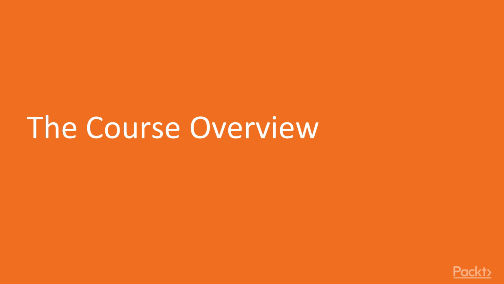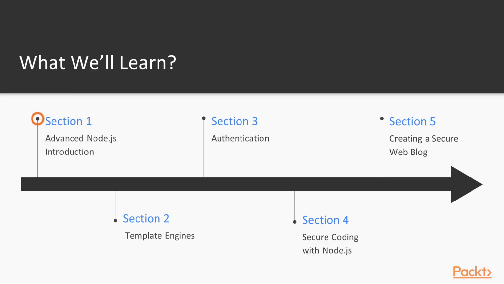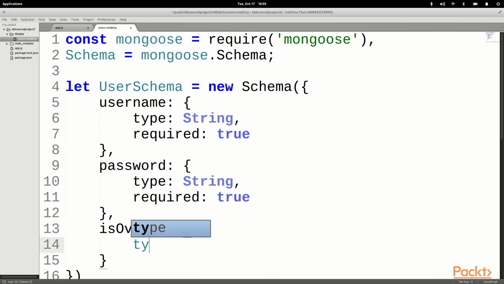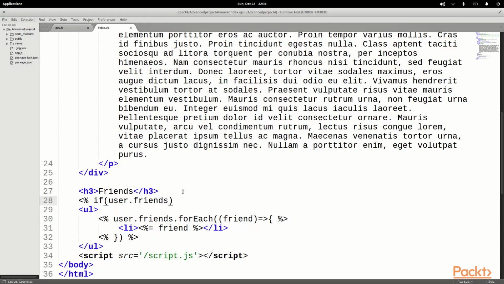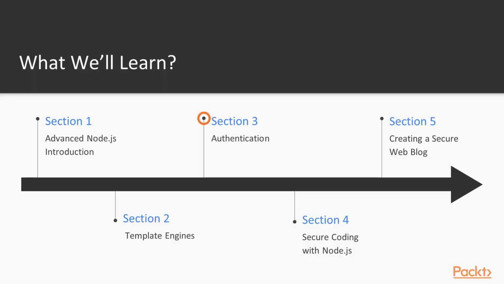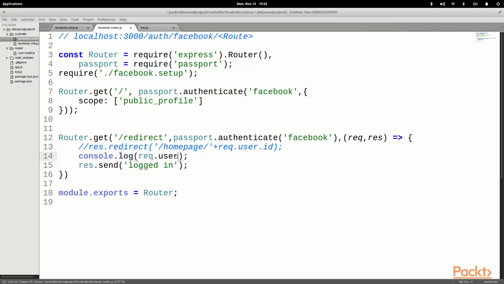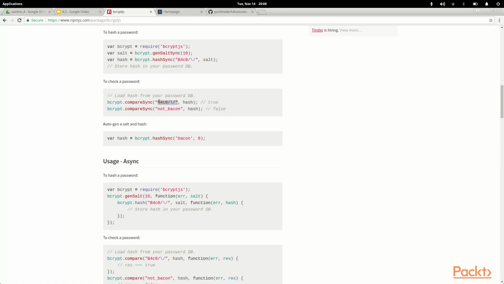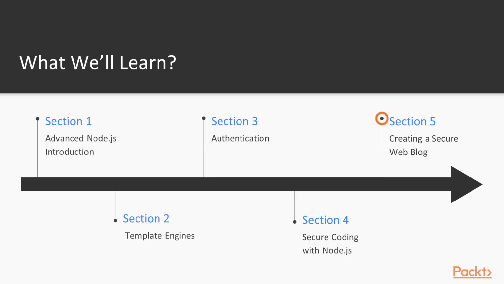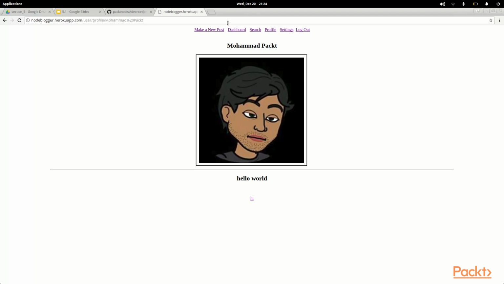The course overview. What we will learn. In section 1, we will learn an overview of the basics of advanced Node.js topics, such as discovering Mongoose and some other useful modules. In section 2, we will discuss templating engines such as EJS. In section 3, we will discover authentication with OAuth and the passport module. In section 4, we will discover secure coding with Node.js, including encryption with bcrypt. In section 5, we will be creating a secure web blog.